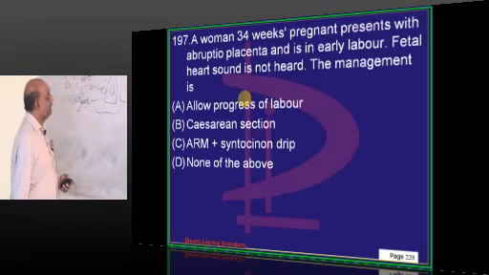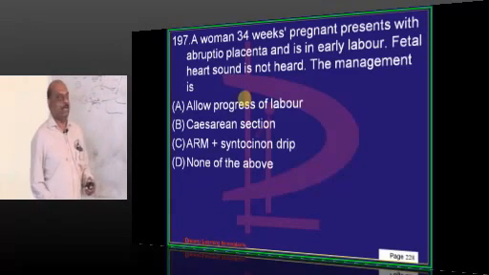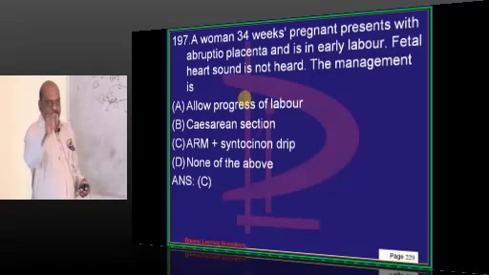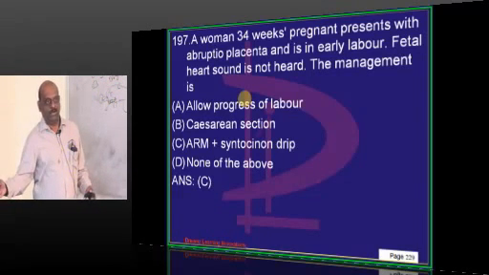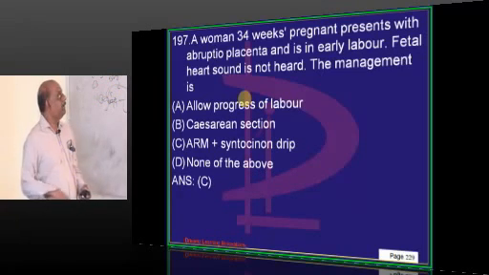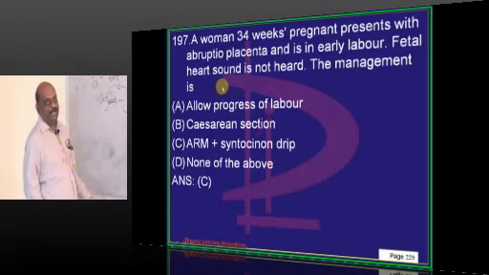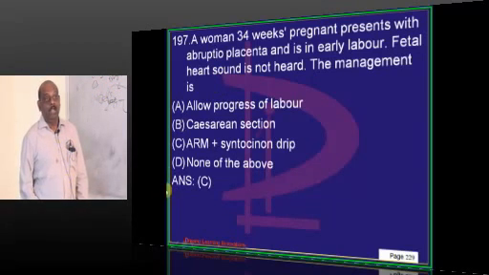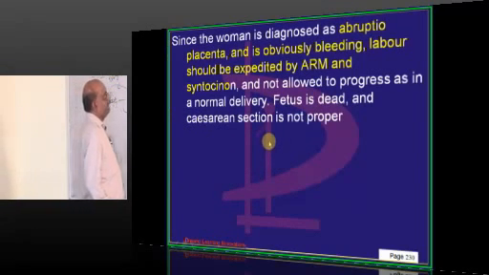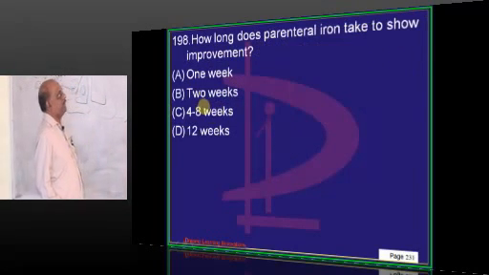Be very sure. So, a woman 34 weeks with abruptio in the early labor, fetal heart sound is not heard. So, what is the management? So, you need to basically rupture the membranes and start syntocinon drip and then evacuate the baby. Delivery of the baby must be done because she is in early labor, you should hasten the labor, fetal heart sounds are not heard, so it is a very vulnerable state for the fetus, is what needs to be remembered. So you need to expedite the labor by doing artificial rupture of membranes with syntocinon.